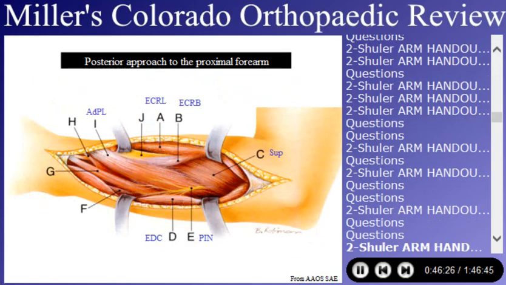Posterior approach to proximal forearm. For some odd reason on the test, things you don't see come up more frequently. And one of the things is intersection syndrome. Do not forget what intersection syndrome is on this diagram. I'll highlight the area right here. You've got your second compartment muscles, ECRL, ECRB coming down, and your outcroppers from the first compartment now cross over those. And this is the place where intersection syndrome happens, between the first and second compartments.